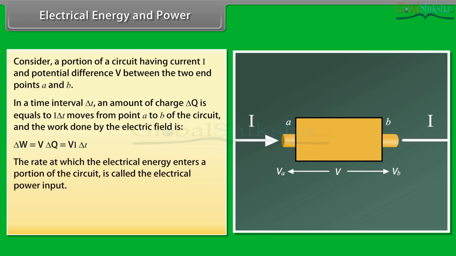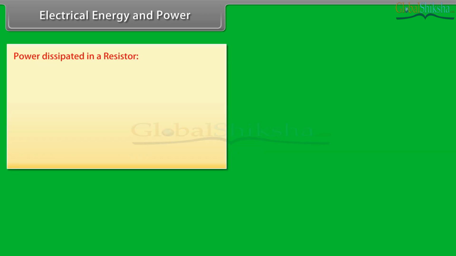The rate at which the electrical energy enters a portion of the circuit is called the electrical power input. P is equal to VI. The SI unit of power is the watt, W. Power dissipated in a resistor.